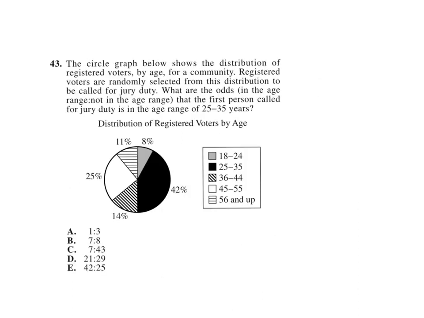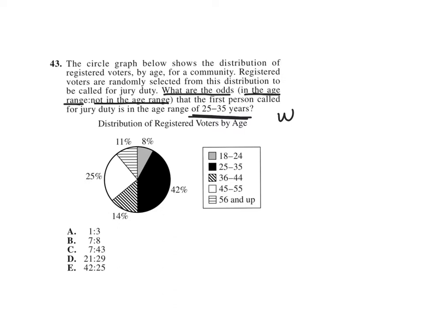F. The circle graph below shows the distribution of registered voters by age for a community. Registered voters are randomly selected for this distribution to be called for jury duty. What are the odds, not probability, what are the odds in the age range to not in the age range? So what are the odds that the first person called for jury duty is in the age range of 25 to 35 years?